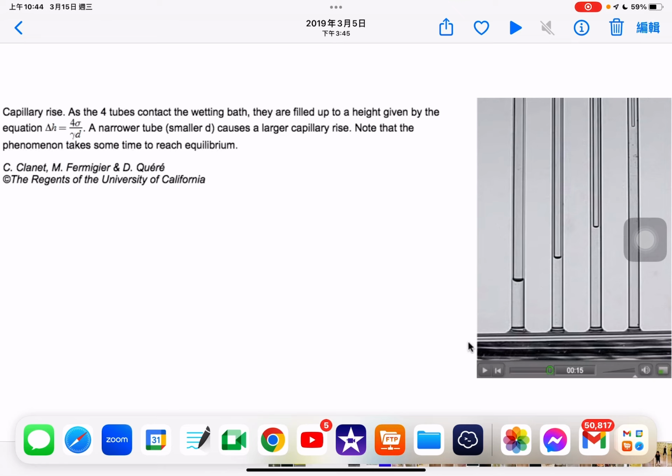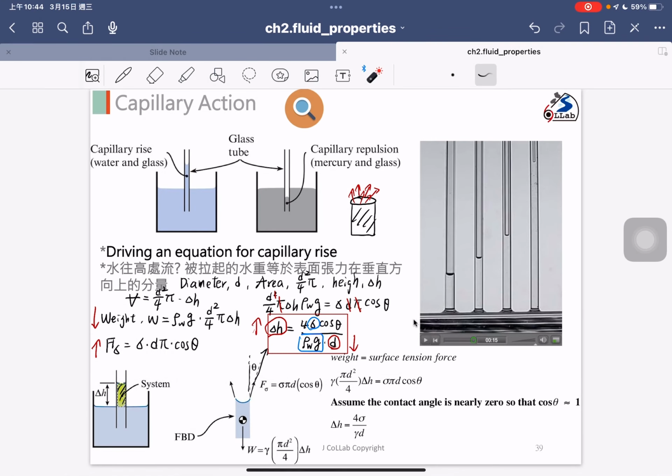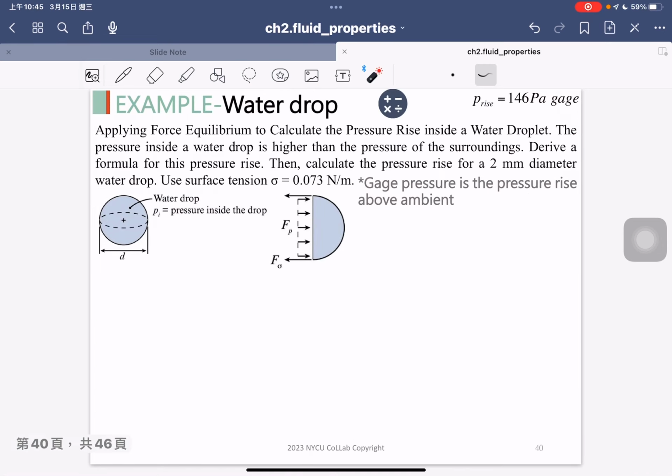But when I was a kid, I didn't understand the reason we have a different rising height for a different diameter. Okay, so this is a very good exercise. We can understand how the surface tension works. That's what we call the capillary action. And another exercise: why do we always see the bubble as a spherical shape? Why can it not change to a different shape, always the bubble shape? So that's some idea we can try to figure out based on this exercise.